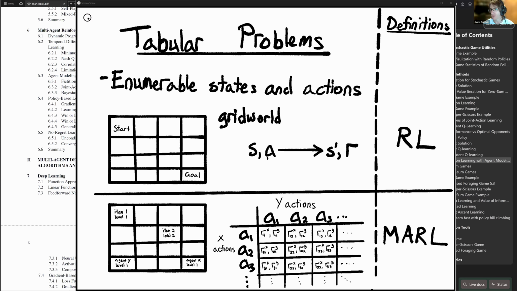What I mean by a tabular problem? Yeah, it makes sense so far. The difference between RL and MARL is that there's an action grid between the two agents, which would then be a tensor of some sort.